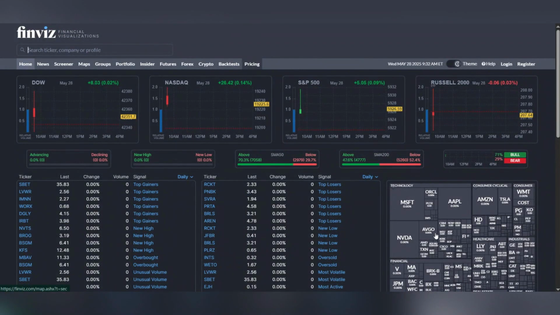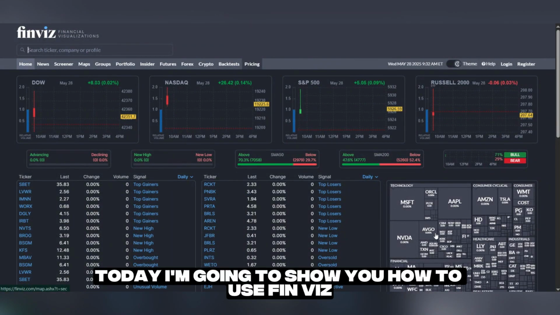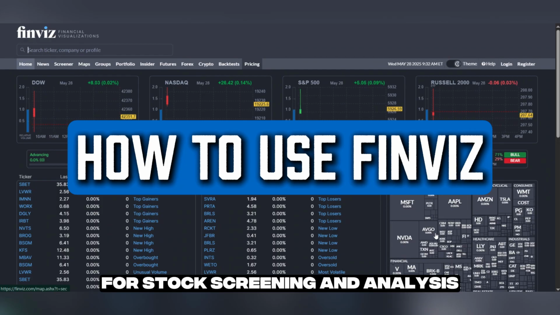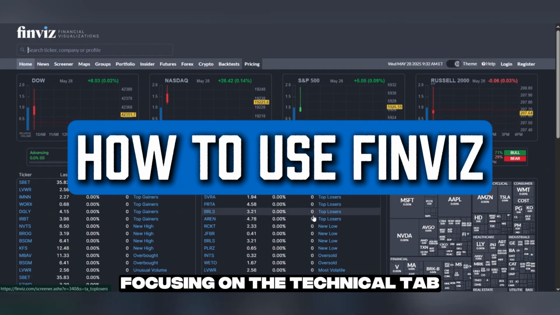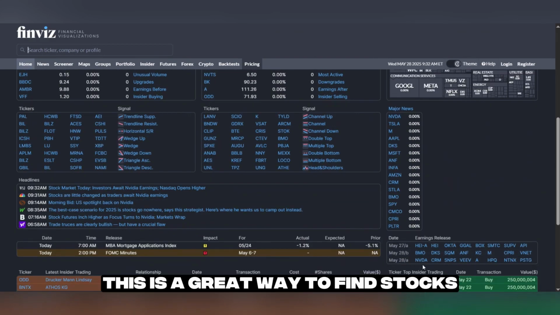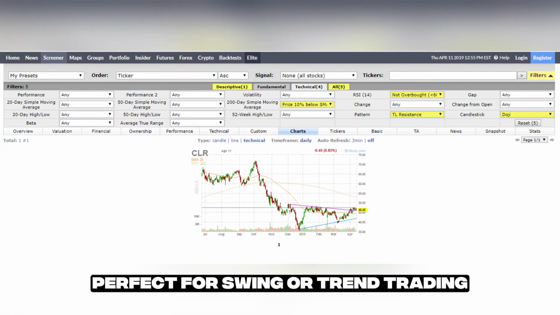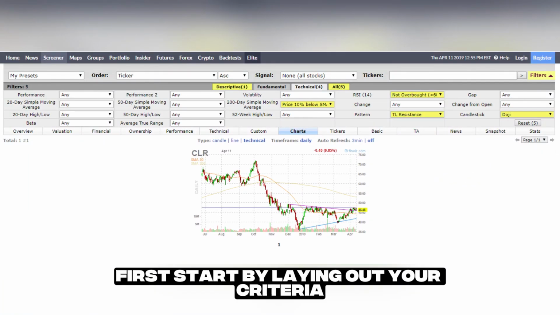Hey everyone! Today, I'm going to show you how to use Finviz for stock screening and analysis, focusing on the technical tab. This is a great way to find stocks perfect for swing or trend trading. First, start by laying out your criteria.